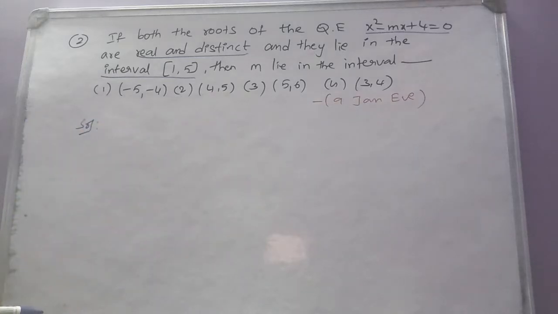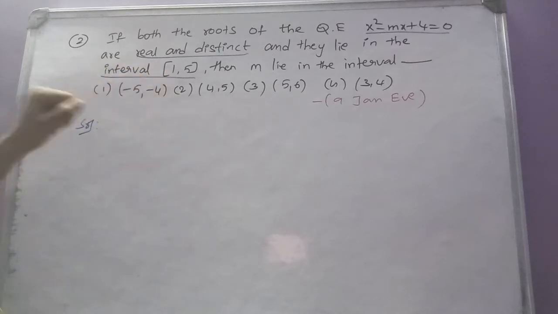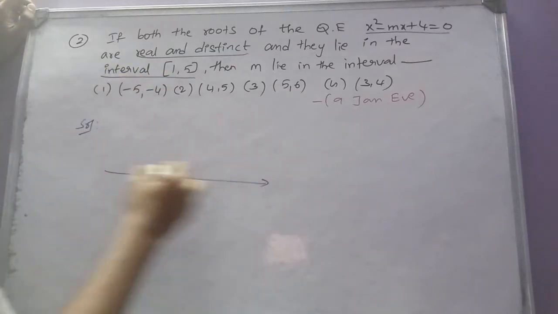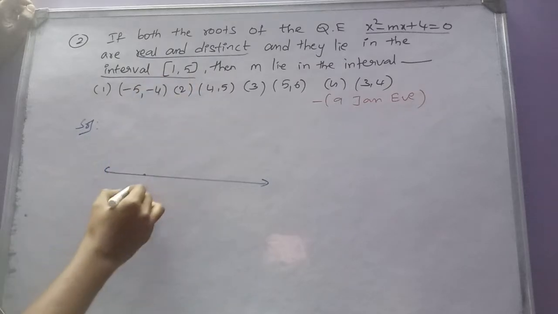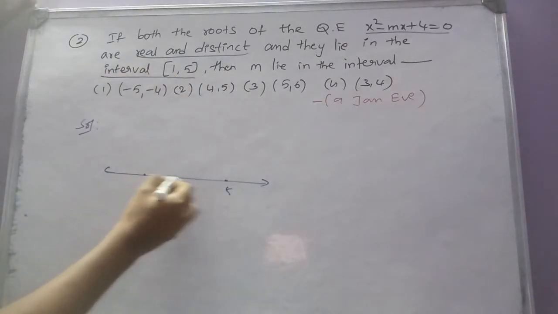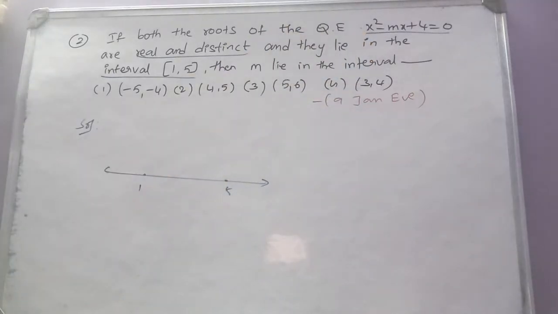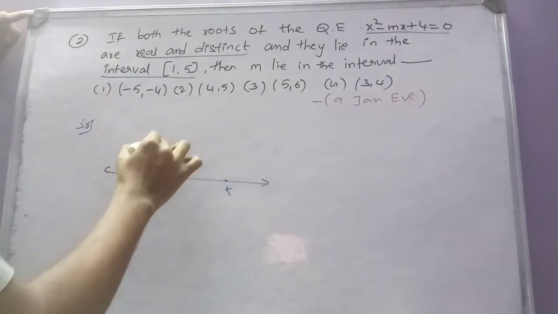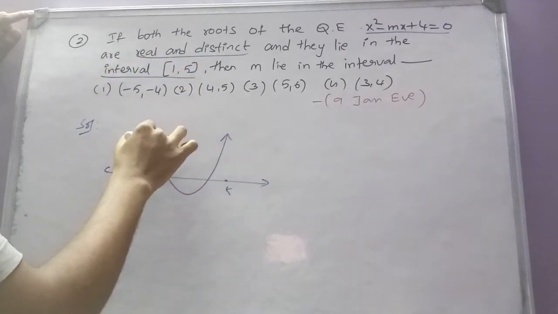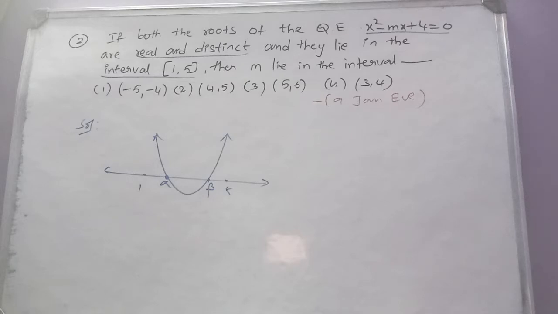Understand first of all, they told that the roots lie in this interval 1 comma 5. So let us go to the number line, and I'll take the numbers 1 and 5. They told that both the roots lie inside this interval. So alpha and beta both lie in this interval, and moreover the coefficient of x square is positive. It is an upward parabola. And the roots are real and distinct, which means the two roots are real and distinct. So here is alpha and here is beta. It is an upward parabola.